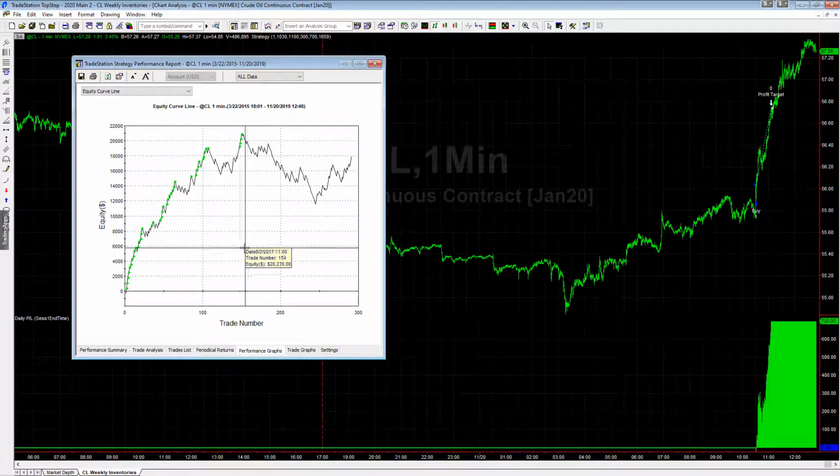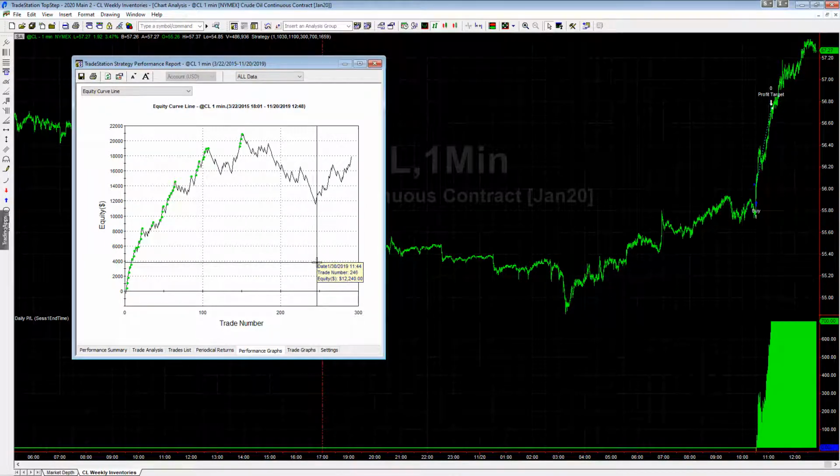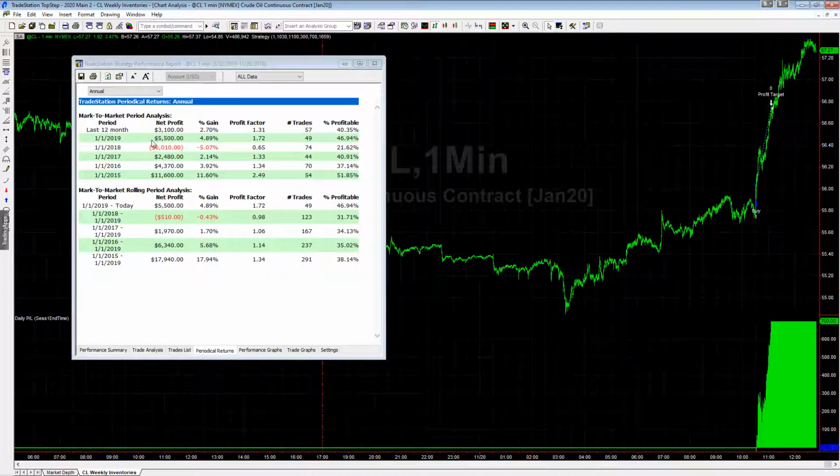And then for a year and a half, it didn't work. From July 2017 through January of 2019, it did not work. But since the beginning of 2019, this strategy is starting to work well again. If you look at the results, $5,500 in 2019 on 49 trades, over $100 per trade, and you see a nice trade today. So that would have been one way to capture this move.